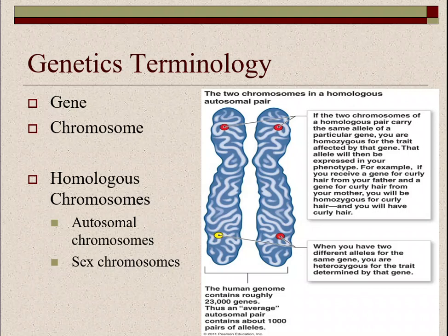So, what is a chromosome then? A chromosome consists of a long strand of DNA that contains multiple genes. So the chromosome is a tightly coiled structure of the DNA. It's usually visible during cellular division.